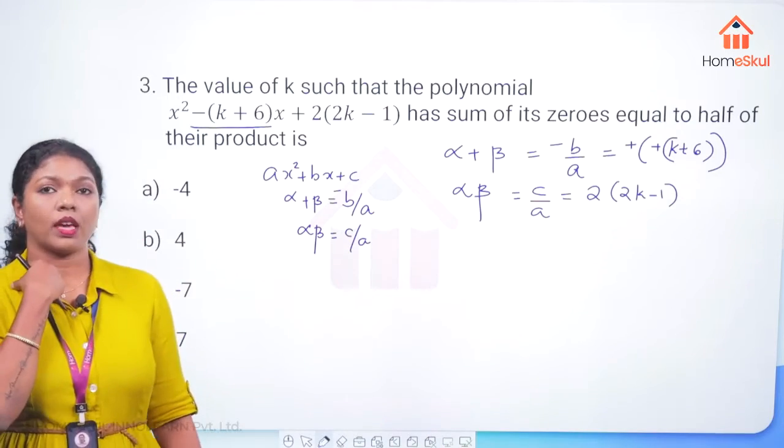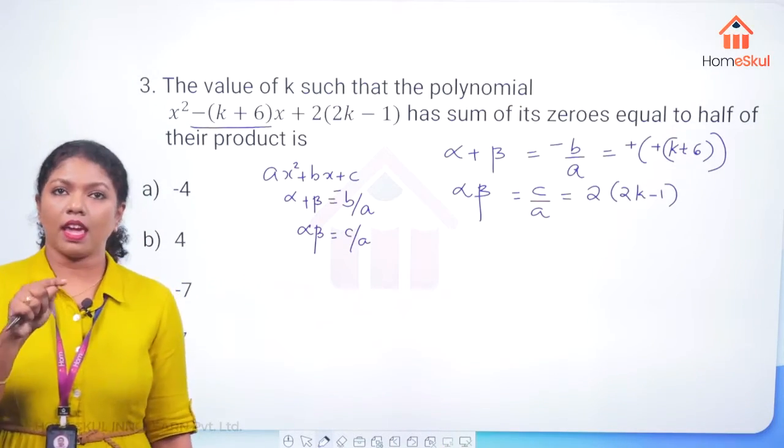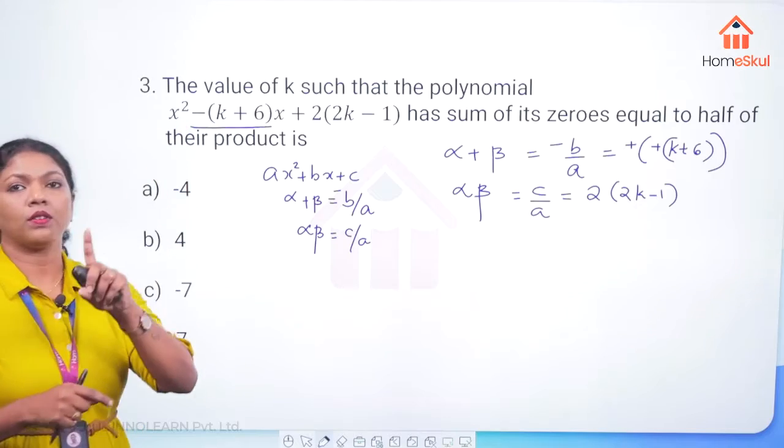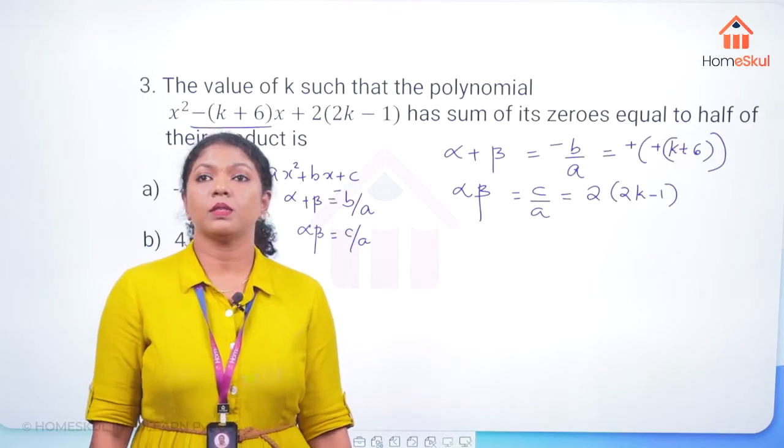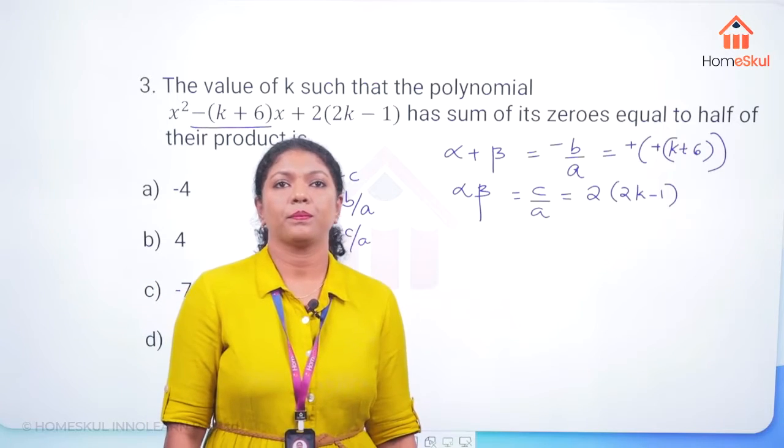2 into 2k minus 1, that is c by a. A is the coefficient of x square, which is 1. That's why I am not writing it there. Now we have alpha plus beta and alpha into beta.